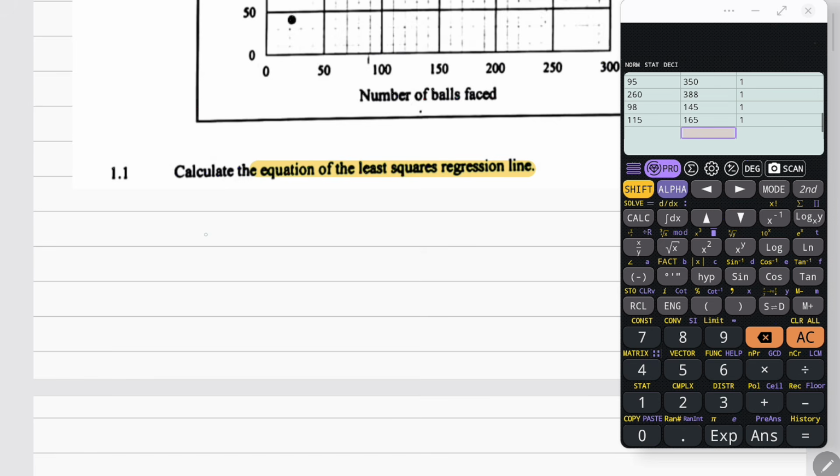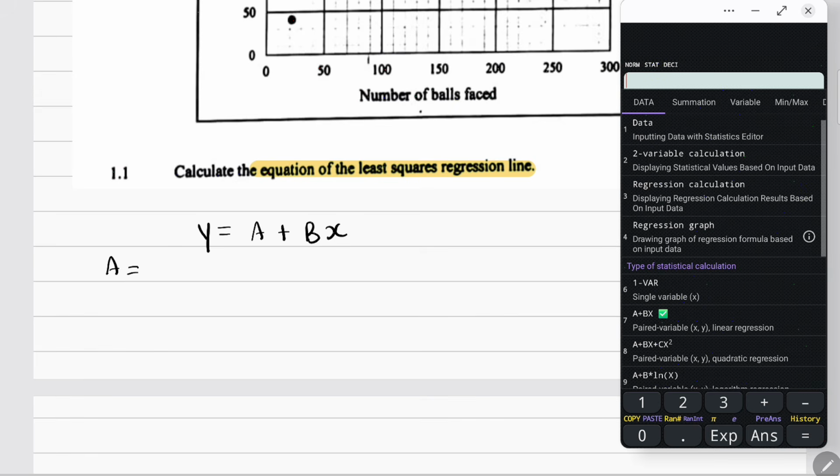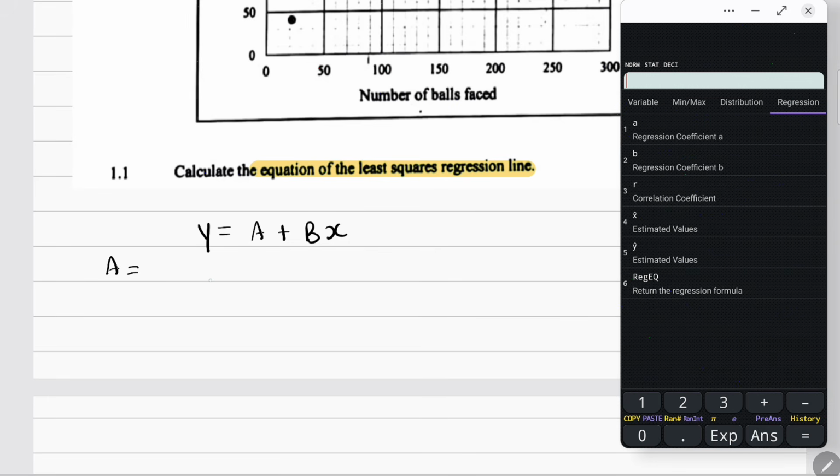Once all of that is in, you are going to find the value of a. Remember that the equation of your least squares regression line is y is equal to a plus bx. To find a, we press AC, shift and 1. You're going to get about 6 options. Go for the option that says REG for regression, which is usually option 5. Then you're going to see a total of 5 options, and you want to go for the option that says A.